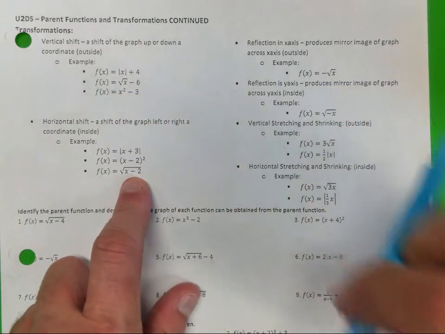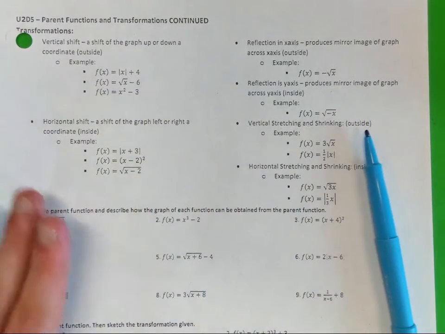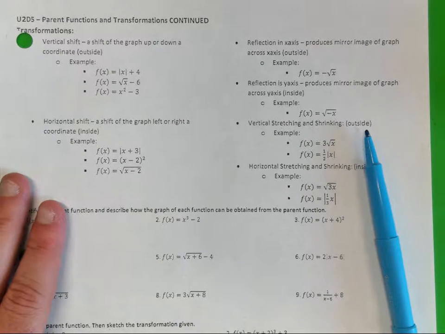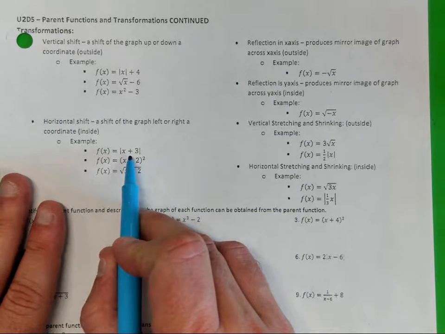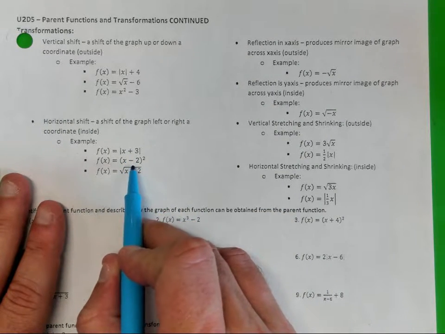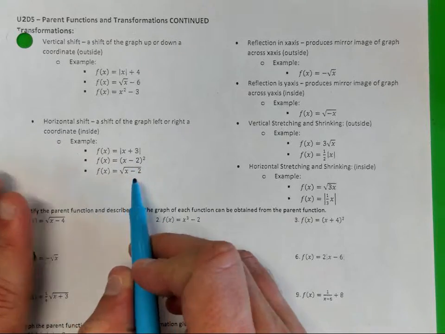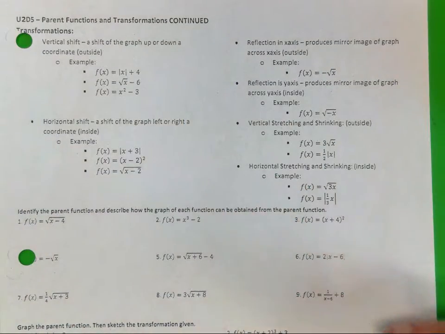Now, if they're on the inside, that's horizontal. That deals with moving it right or left, okay? Right or left, and it's opposite of what you think. If I see a plus 3, I'm actually moving it what? Left 3. If I see a minus 2, it's actually what? Exactly. Okay, those are the easy ones.